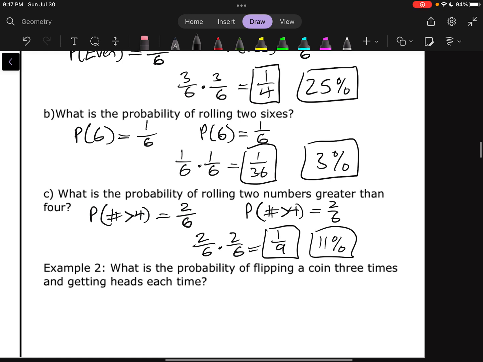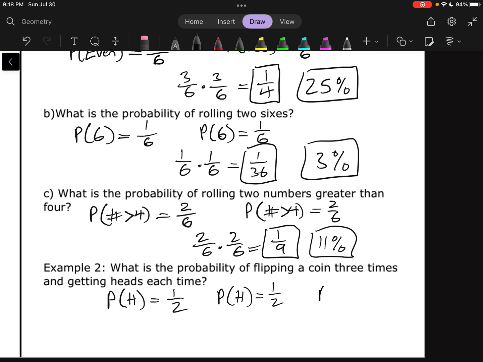Okay, so we're done rolling dice. Example 2 says, what is the probability of flipping a coin 3 times and getting heads each time? All right, so just probability of flipping a coin and getting heads. Well, how many sides are heads on the coin? It's just 1/2, right? And that's not going to change. So the second coin's also 1/2, and the third time that I flip it, it's also 1/2. So I'm just going to take all of those individual independent events, find their probabilities, and multiply them together. So 1/2 times 1/2 times 1/2 is 1/8.